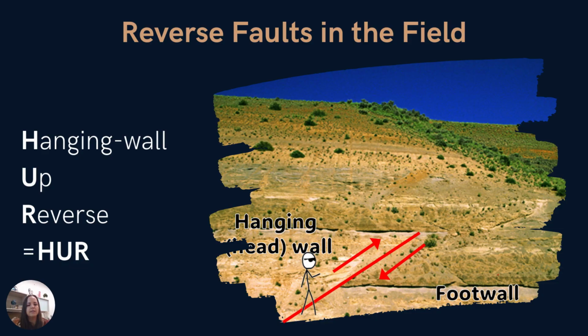And here you can see that the marker bed has been moved in the opposite direction the last one had, in which the footwall had moved down and the hanging wall had moved up. So this acronym is HER: hanging wall up, reverse. So that's how you can remember the different normal and reverse faults. Reverse is hanging wall up reverse, HER, and normal is footwall up normal, which is fun and HER.